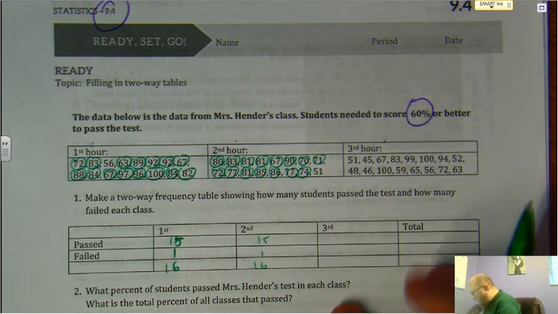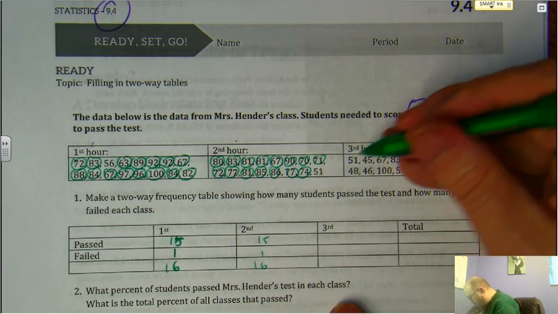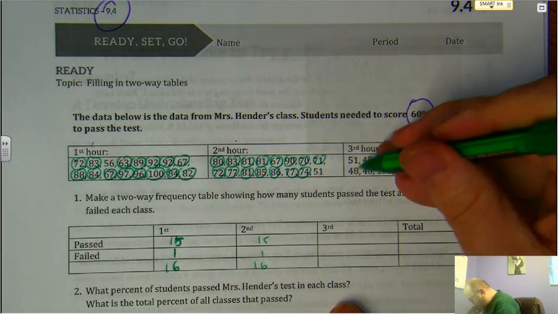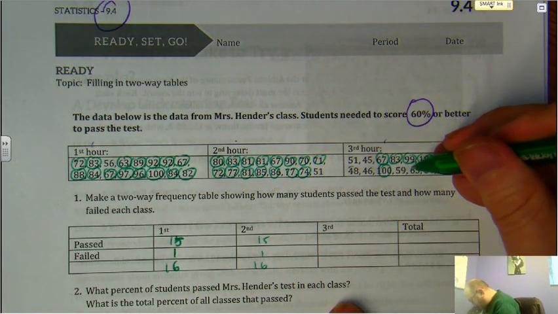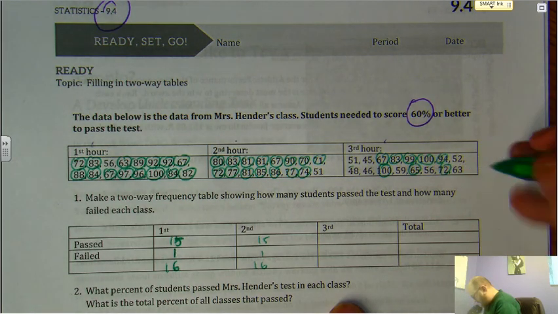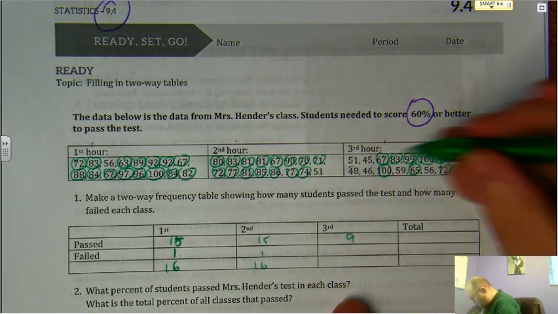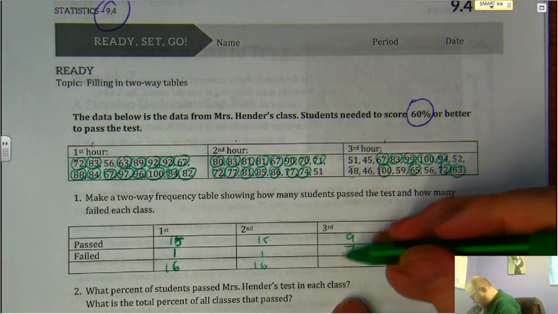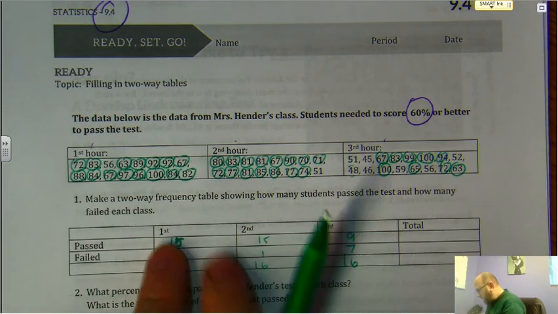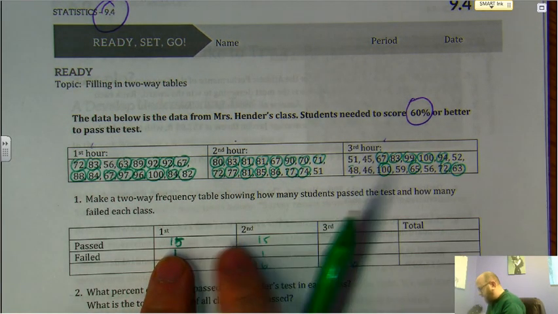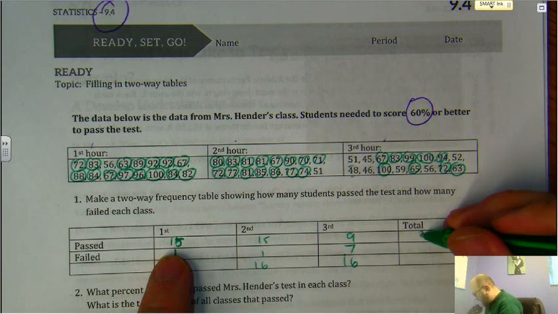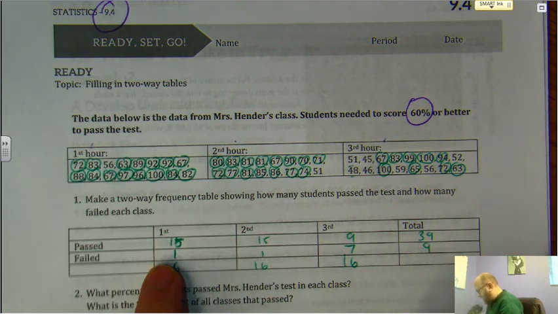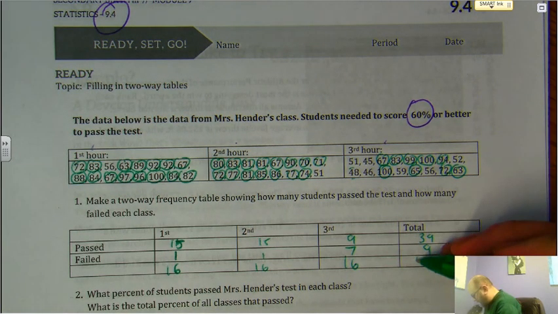Let's do third hour. 1, 2, 3, 4, 5, 6, 7, 8, 9. 9 passes, and 1, 2, 3, 4, 5, 6, 7 fails for 16. Okay. This gives me a grand total of 15 plus 15 is 30, so 39 passes. 1 plus 1 plus 7 is 9 fails. 39 plus 9 is 48 total students.